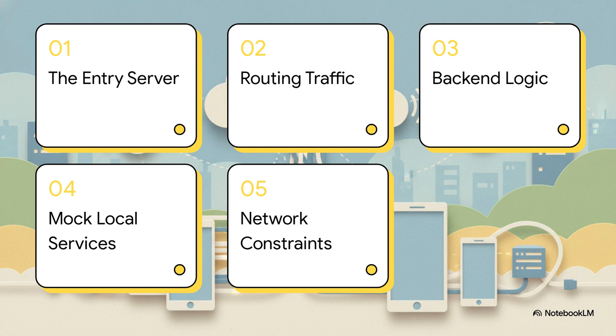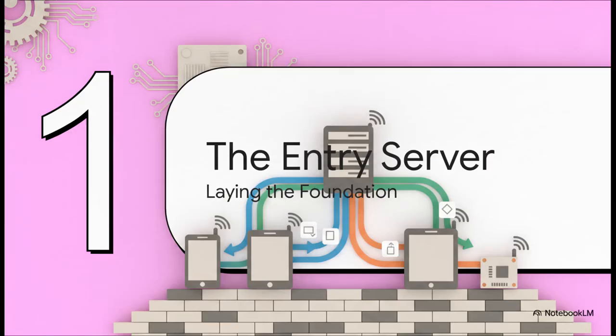So, here's the game plan. We'll start by setting up the entry server. Then we'll look at routing traffic across devices. After that, we'll get into building dynamic backend logic, creating mock local services, and finally, we'll cover some crucial network constraints. All right, part 1, setting up the entry server, laying the foundation.